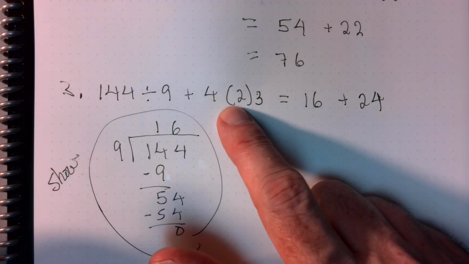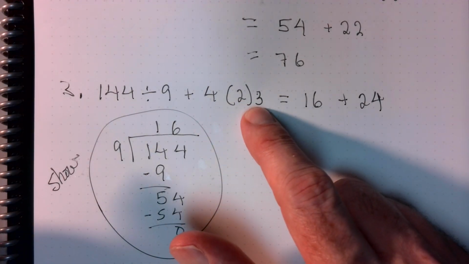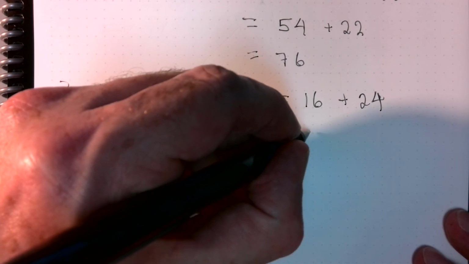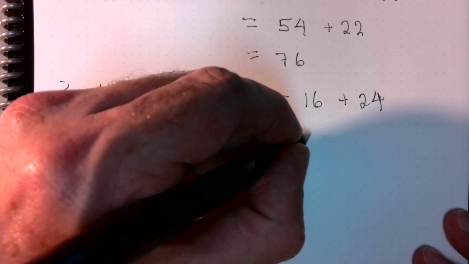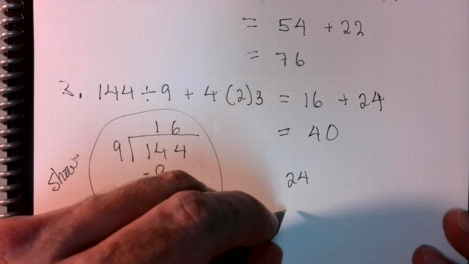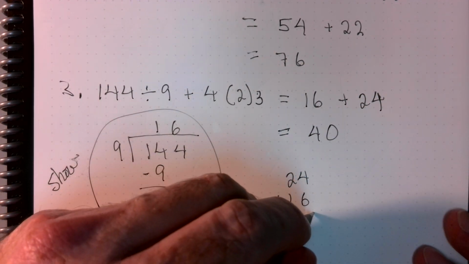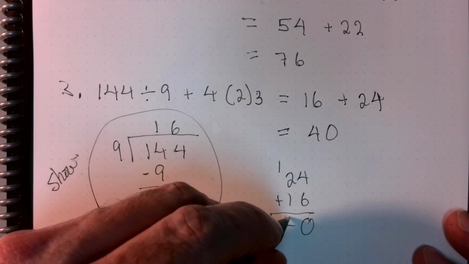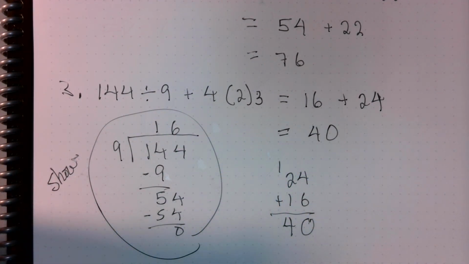And then 4 times 2 times 3 is 24. Okay, 4 times 2 is 8. 8 times 3 is 24. And last, now we do the addition, and this gives us 40. Okay, if you don't believe me, we can show the work right here. 6 plus 4 is 10, so we put a 0 there, carry the 1, and we get 4 for a total of 40.